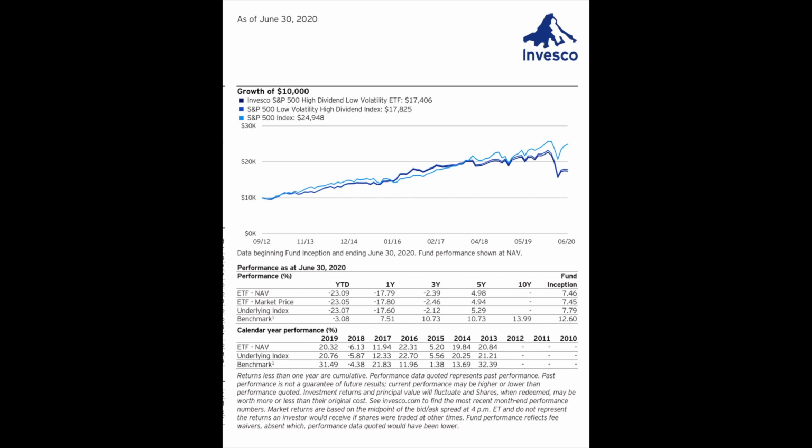Alright, so if we look at how this has been faring this year, you guys, just like everything else, it's down. If we look at year to date, we're down about 23.09%. But if we look at since fund inception, it's about 7.5% overall. So over the long track record, it is a good dividend payer, and it's got a nice high dividend payout.